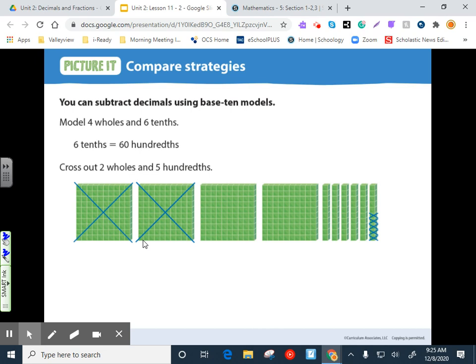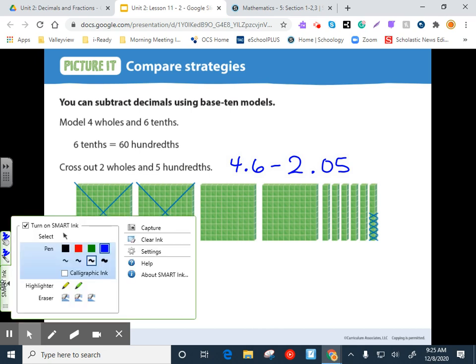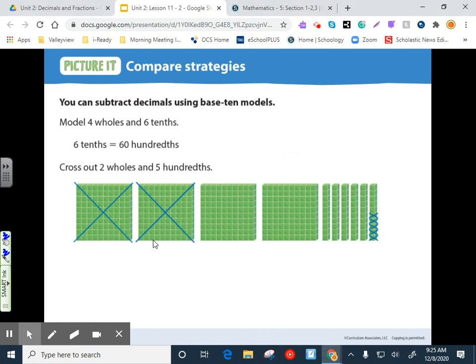which is, and then these crossouts here are showing how you would remove 2 and 5/100s, just like our subtraction problem. So again, this is a visual representation of 4 and 6/10 minus 2 and 5/100s, like that. That's what those crossouts represent. So kind of an interesting way to do that. And we'll go back to these once we start the questions on the next page.